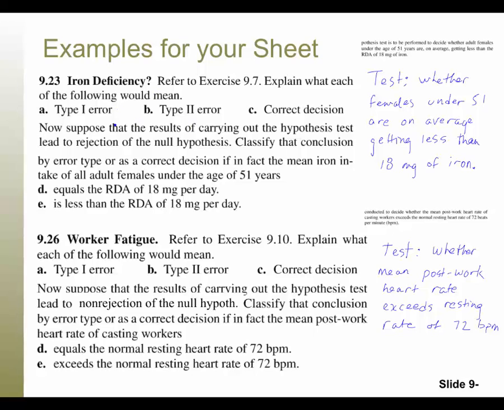Again, when you're writing these out, you're writing it out in the context, right? You're not just writing out "you don't reject when you should have." No, so talk about females getting enough iron, okay? Talk about post heart rates exceeding the resting rate of 72.